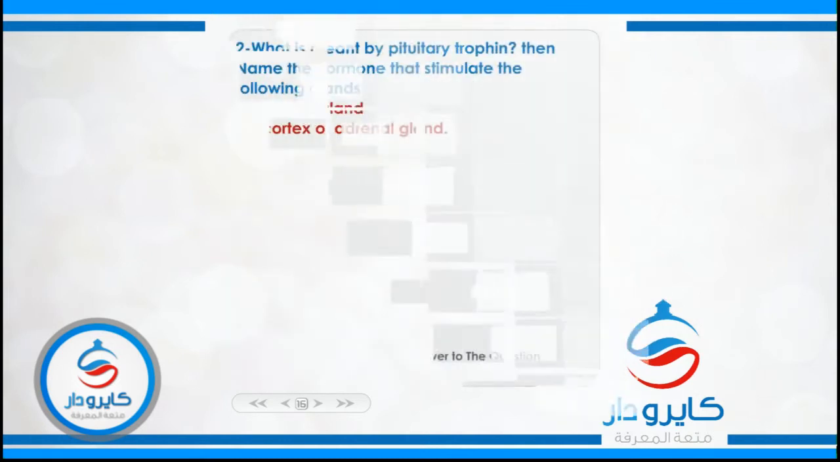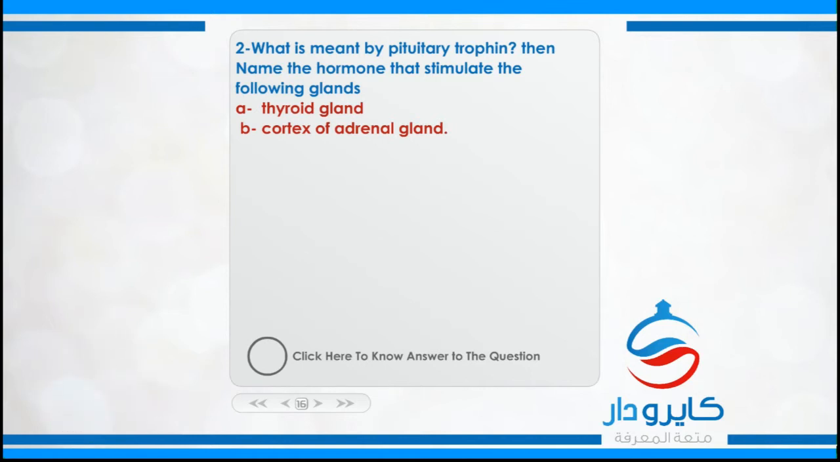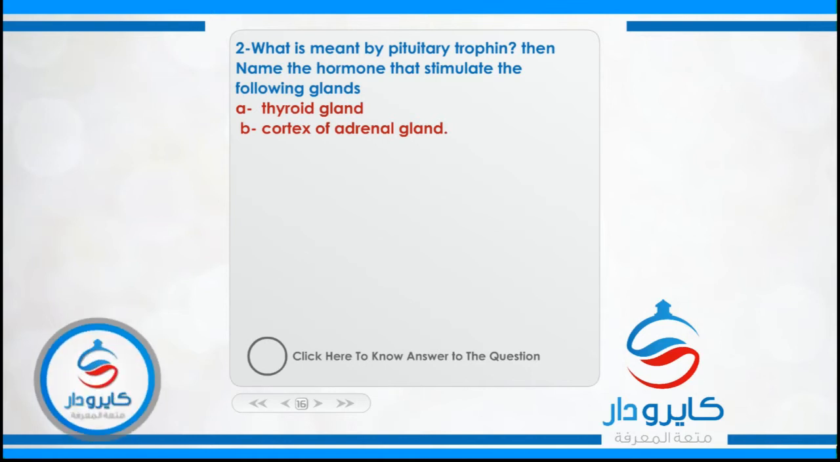The next question. What's meant by the pituitary trophines? Then name the hormones that stimulate the following glands: thyroid gland and the cortex of adrenal gland. We understand the pituitary trophines are a group of hormones that are created from the pituitary gland and stimulate the other endocrine glands to secrete their hormones. So the pituitary gland secretes a group of hormones to stimulate the other glands.